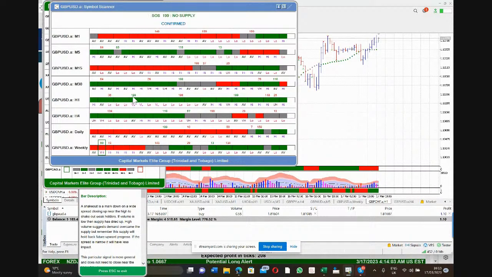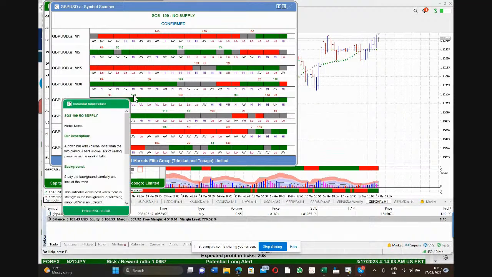But the hourly chart is very interesting. Hence the reason for being in the trade. You've got what we call no supply. Now, what does that mean?